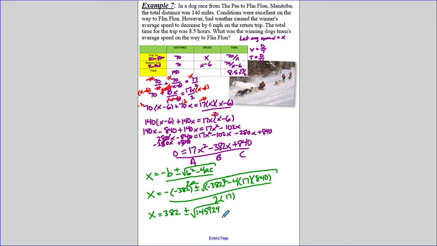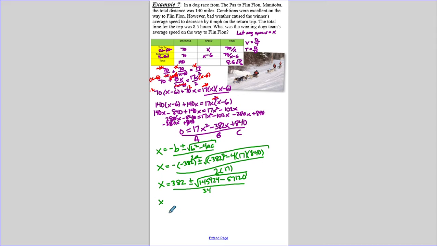145,924 minus 4 times 17 times 840. That gives me 57,120, all over 34. 2 times 17. X is equal to 382 plus or minus 145,924 minus 57,120 gives me 88,804. So 88,804 all over top of 34.